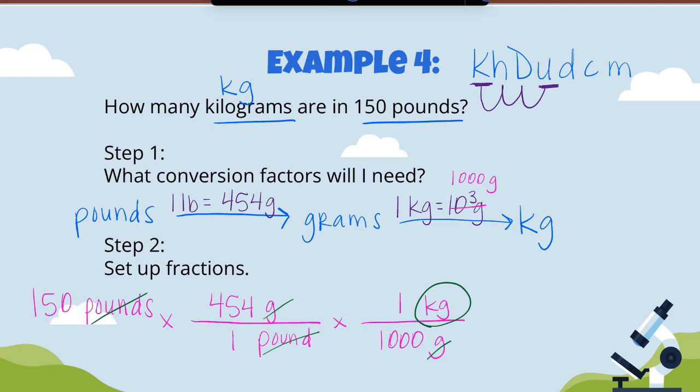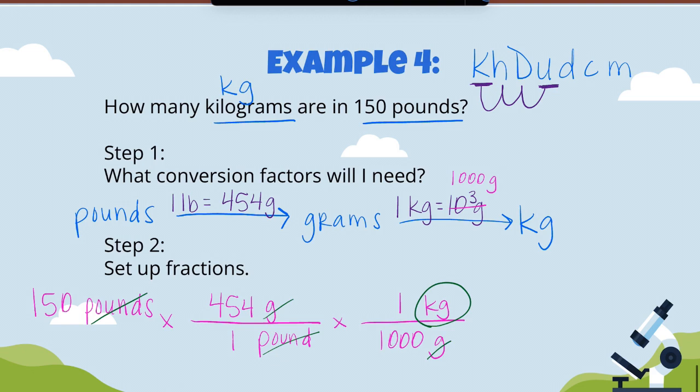the question was asking. And now for the first time, we have a number on the bottom of the fraction. So what I like to do in my calculator is I like to hit 150 times 454, and then I like to hit equals before I divide by the 1,000. And why I'm dividing is because the 1,000 is on the bottom of the fractions. So again, I'm going to hit 150 times 454 equals, and then divided by 1,000. And when I do that, my calculator tells me 68.1 kilograms.